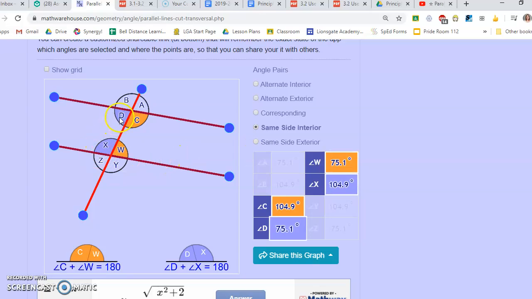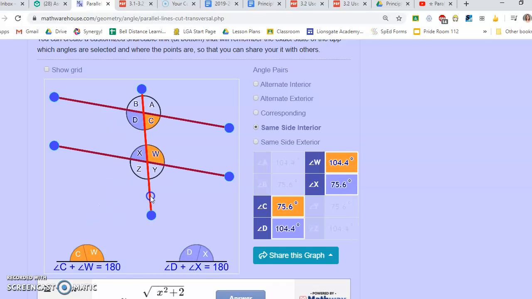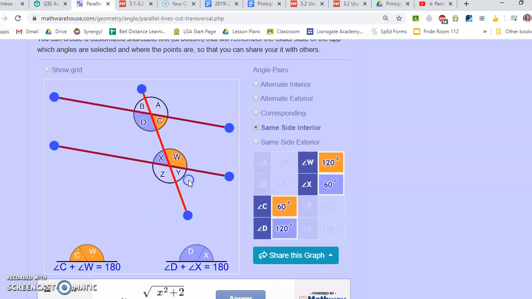Similarly, my angle D and angle X, if I add these two angles together, they will equal 180 degrees. You can even see this figure down here at the bottom. That's adding the two angles together and showing that they equal 180. It doesn't matter where my transversal is, because the same thing happens. 60 plus 120 equals 180.